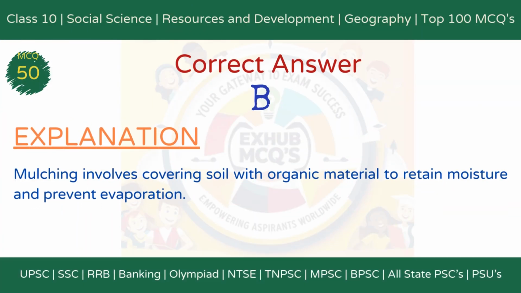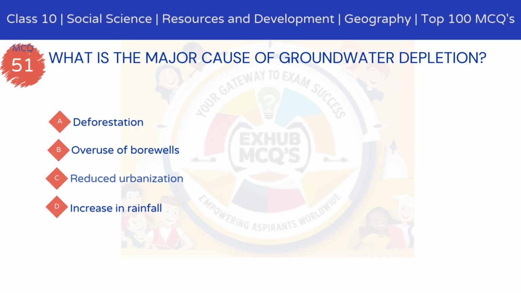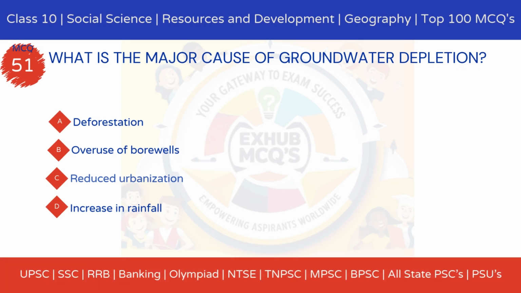The correct answer is option B, mulching. Mulching involves covering soil with organic material to retain moisture and prevent evaporation. MCQ 51, what is the major cause of groundwater depletion? Option A, deforestation. Option B, overuse of bore wells. Option C, reduced urbanization. Option D, increase in rainfall.